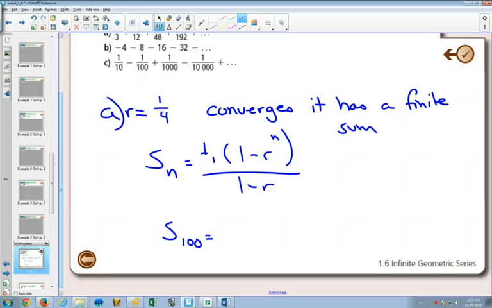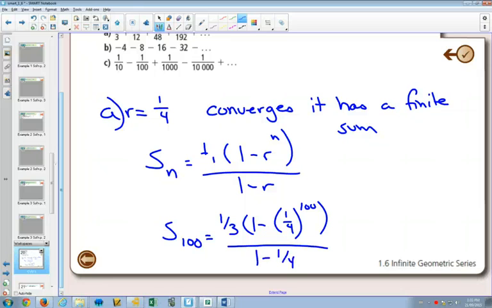So let's just add 100 of them up. Term 1 was 1 over 3. 1 minus r was 1/4 to 100 over 1 minus 1/4. Type that whole thing into your calculator all at once. Test yourself, try on your calculator, see if you can get the right value.